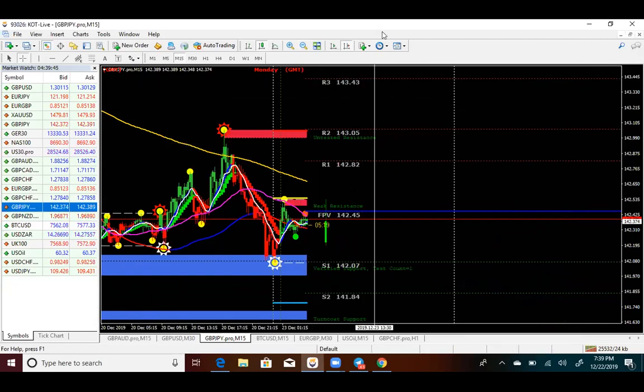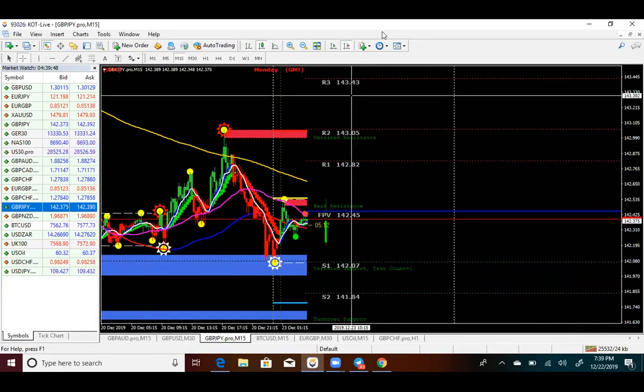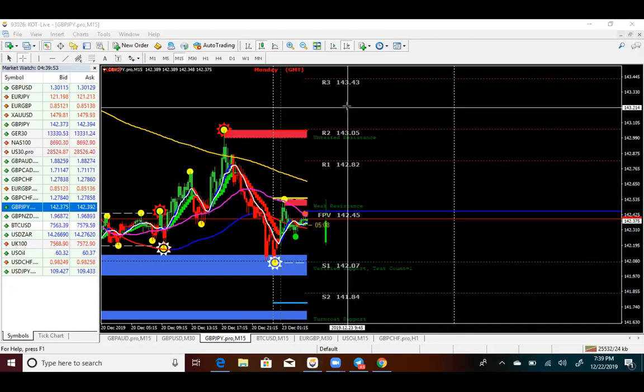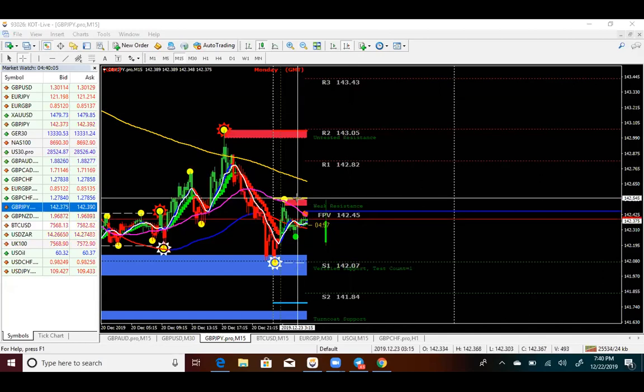Hey, Mike. That's only if you've got the new alerts open, right? With the new alerts, is there a difference between the blue pivot level and the yellow pivot level, or are they essentially the same thing?